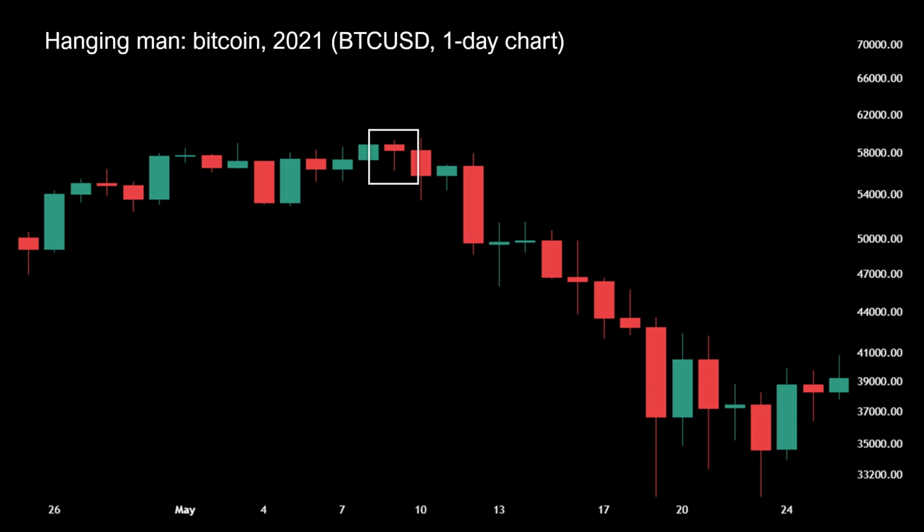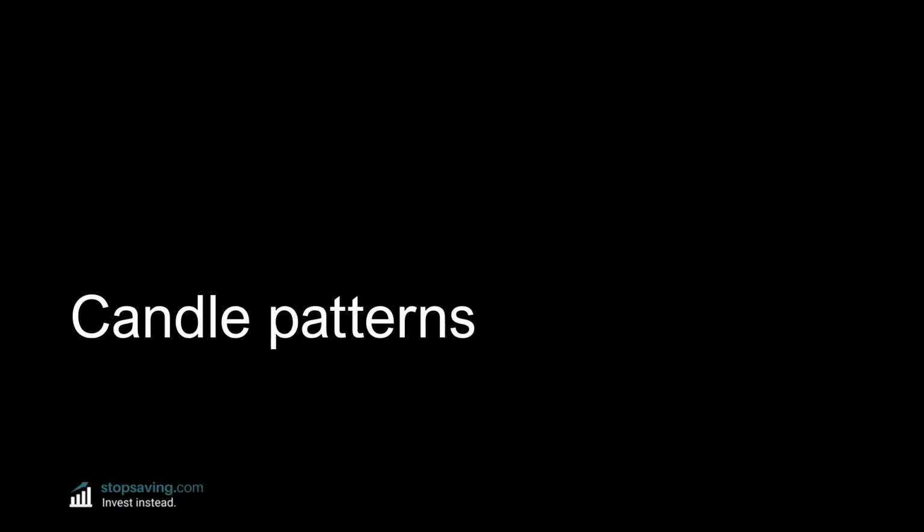And finally, here's a hanging man for Bitcoin on the 1-day chart. Buyers bought the spike low, but never had enough strength to finish the day in the green. So we now have a good idea about what candles are and what they can tell us about buy and sell pressure. Knowing this can be super useful as part of your strategy.